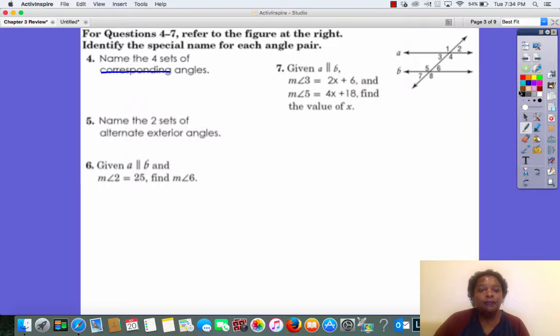Number 6, given that line A is parallel to line B, and the measure of angle 2, so let me trace that. Here's angle 2, is 25. Find the measure of angle 6. Well, when I trace them, I notice that they're in the same location, just shifted down one, so these are corresponding angles. And when the lines are parallel, corresponding angles are congruent. Congruent means they're equal. So if angle 2 is 25, angle 6 is also 25.